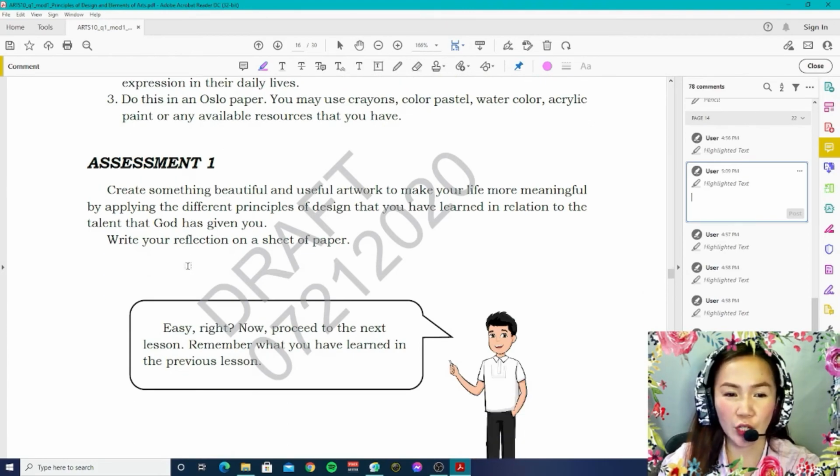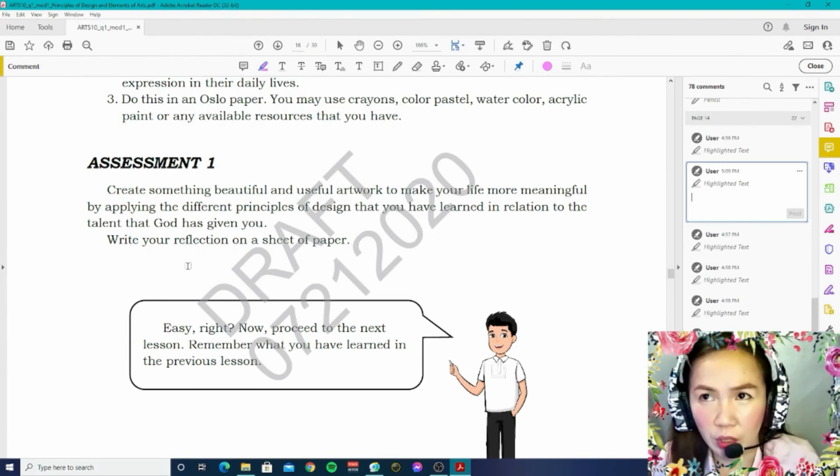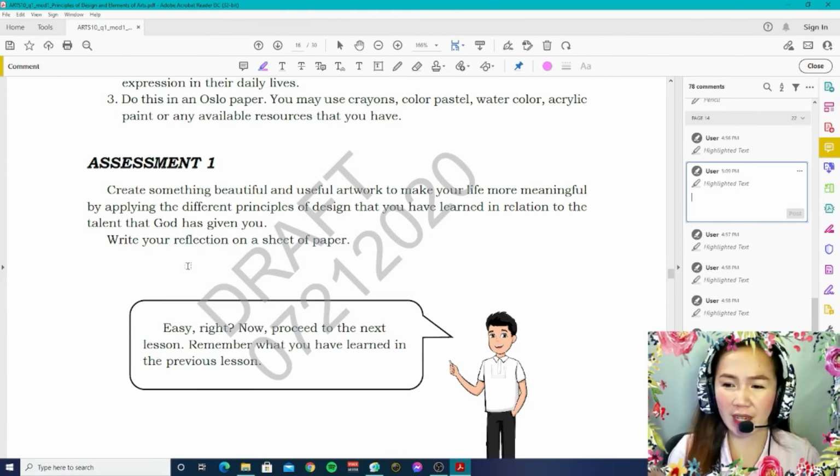Okay, so for your assessment number 1, create something beautiful and useful artwork to make your life more meaningful by applying the different principles of design that you have learned in relation to the talent that God has given you. Write your reflection on a sheet of paper. Okay, dito sa assessment number 1 na ito, create something beautiful and useful artwork. Pwedeng mapa-drawing, pwedeng craft. Okay?